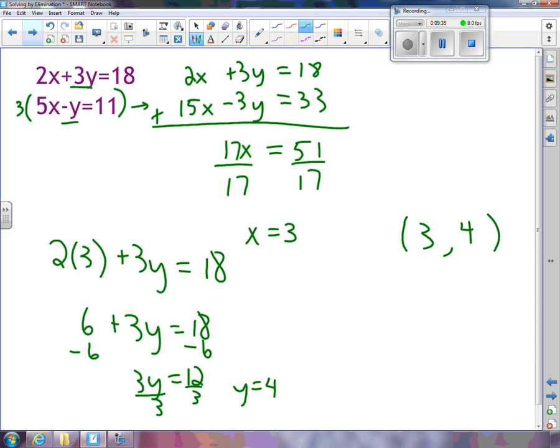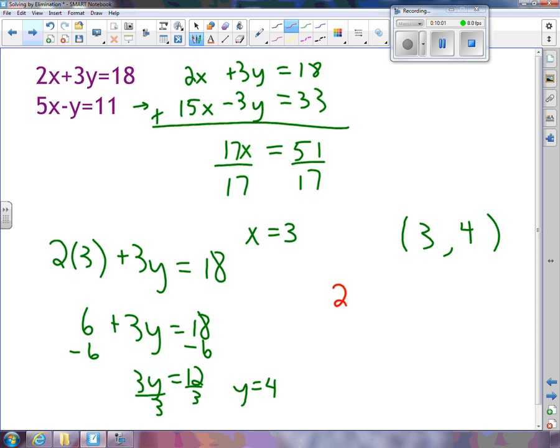So I just want to talk quickly about how to check your answer. So we've done this in the previous lesson, but I just want to refresh your memory about it a little bit. So in order to check an answer to a system, there's an easy way to do it. All you have to do is plug that point into the original equations, into both of them. So if I take my original equation, 2x plus 3y equals 18, and plug in this point, let's see if I get something that's true.